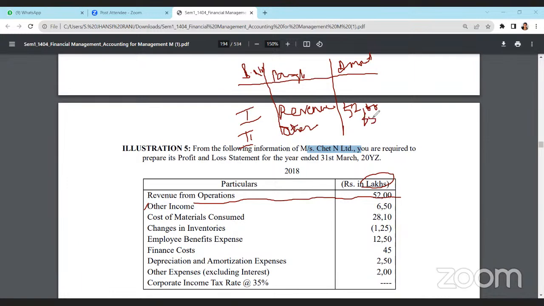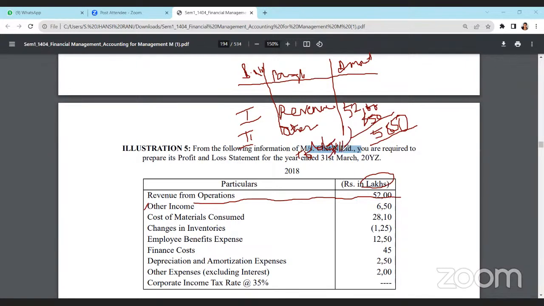Then total revenue, Roman number 1 plus 2, so 5,850. We close this. This is total revenue, and you can write here total revenue in brackets 1 plus 2. Revenue means nothing but income. Total revenue, the incomes we have found out.